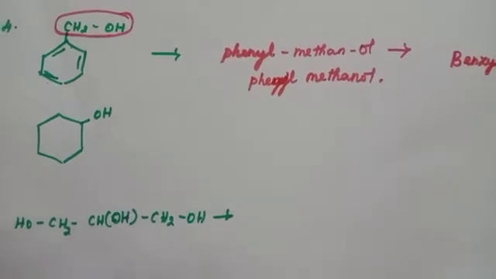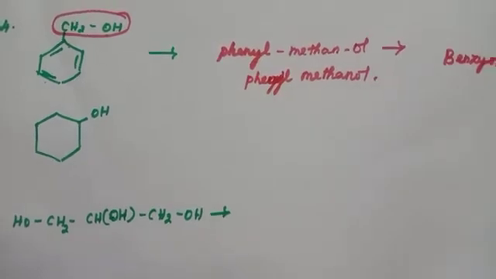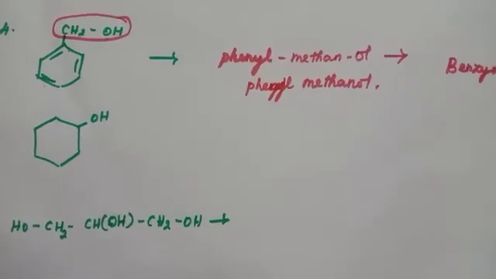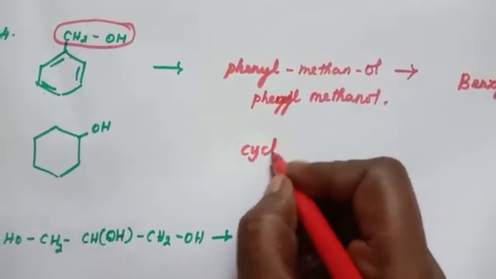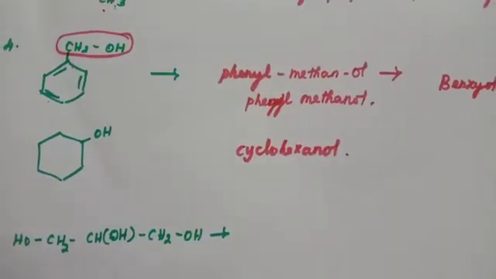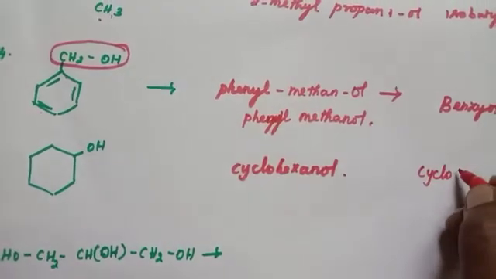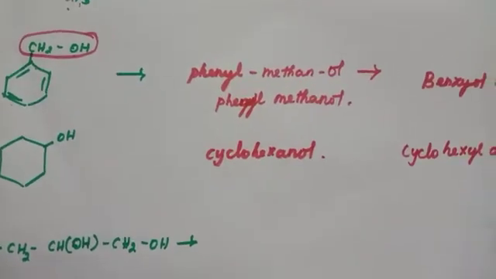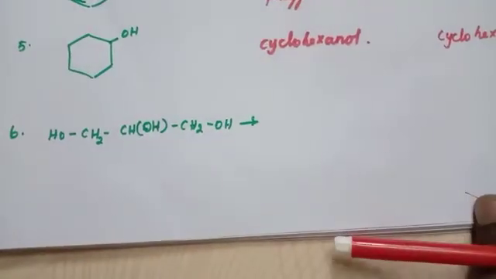The next compound is a cyclic compound. So this is cyclohexane. To the cyclohexane, the OH group is attached. So the name of the compound is cyclohexanol. The common name is similarly cyclohexyl alcohol.